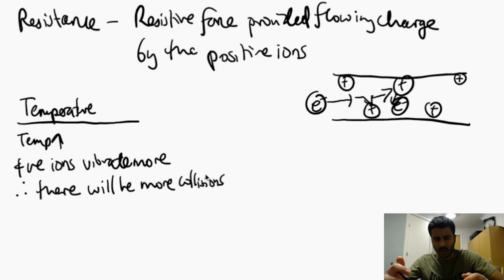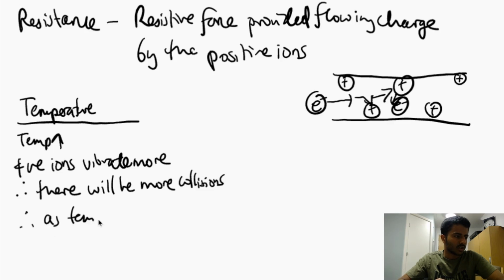And that makes sense if you think about it. The positive ions are vibrating more. It gives it a higher chance for the electrons to come and hit the positive ions. And that means that when the temperature increases, so does the resistance. As temperature increases, resistance, denoted by this capital R, increases.